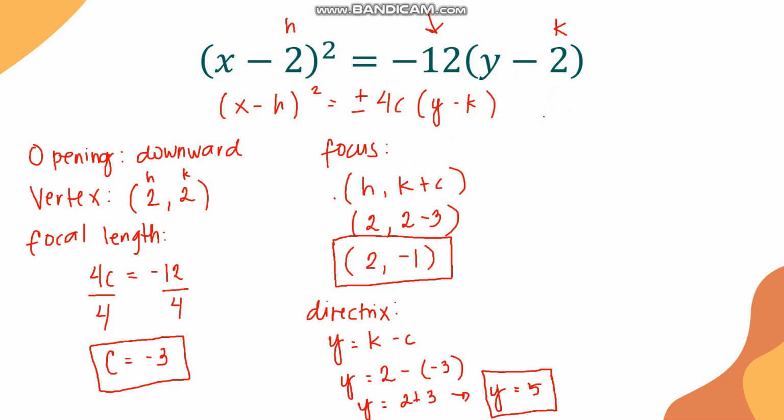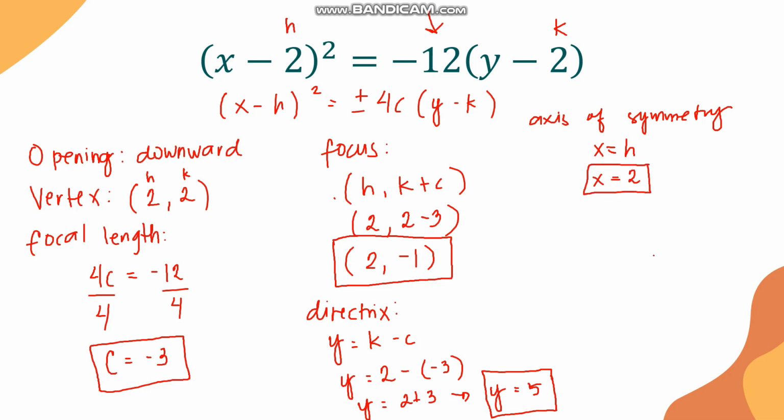And then last, the axis of symmetry. For the axis of symmetry, it follows the form of x equals h. Since h is 2, the equation is x equals 2.